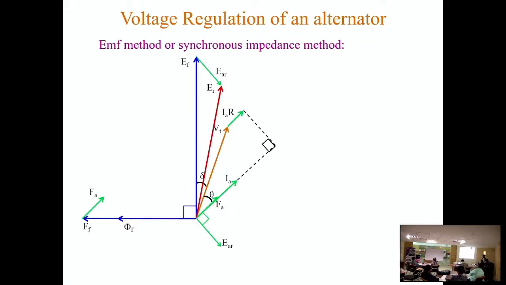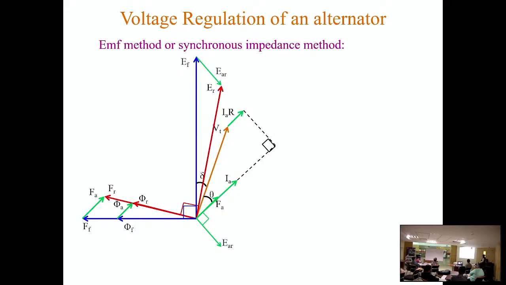as ER. Now obviously this ER will be produced by some flux which will lead this ER by an angle of 90 degrees. That flux is phi R, which we will get from FR, which is the resultant of FF and FA. So here phi R is the resultant of phi F and phi A. Phi A will be in phase with FA.